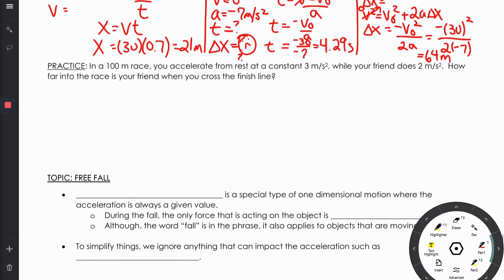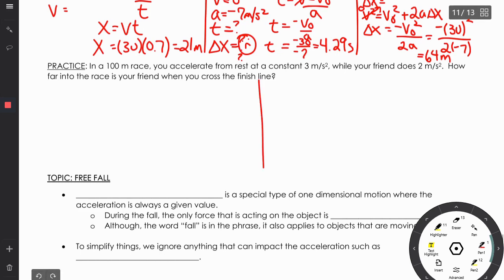Okay, so this is another question, just focusing around position. This is one where you are racing a friend and you're going to accelerate at 3 meters per second squared while your friend does it at 2 meters per second squared. Then you're asked how far into the race is your friend when you cross the finish line. So what you're going to need to do is write the two equations.